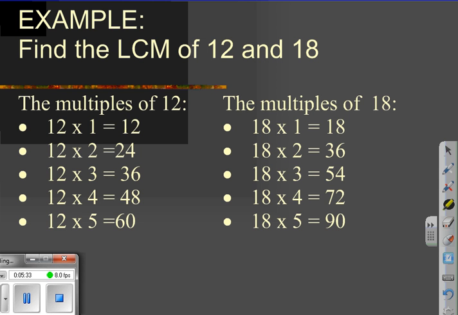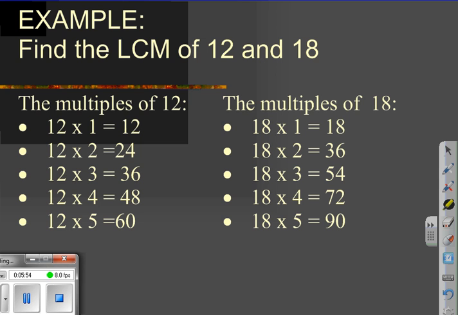Okay? Now, it'd be really easy to find a multiple of 12 and 18, because what would you just do? Multiply them. If you multiply 12 by 18, the answer you get is a multiple. But you want the least common. So you start with 12. 12 times 1 is 12. 12 times 2 is 24. 12 times 3 is 36. 12 times 4, 12 times 5, 60.